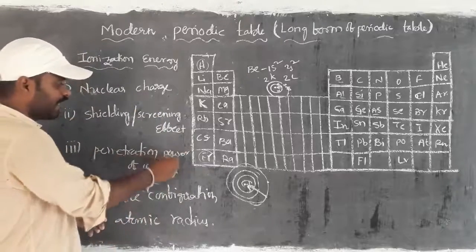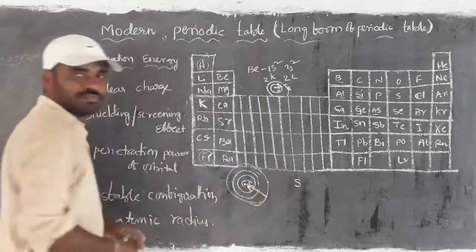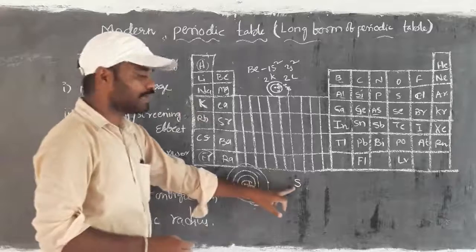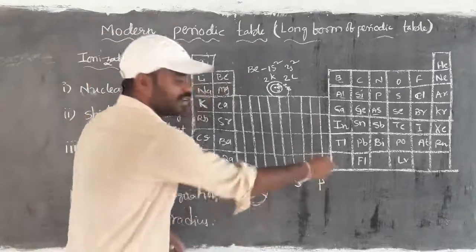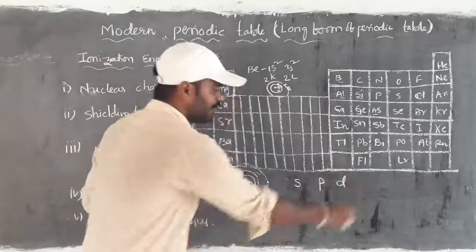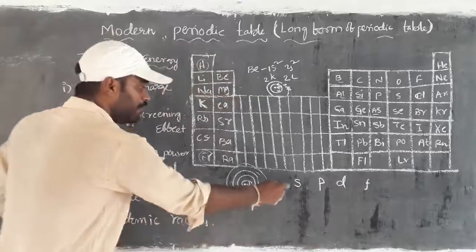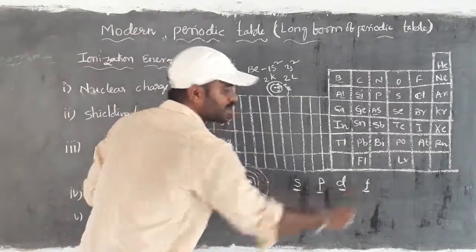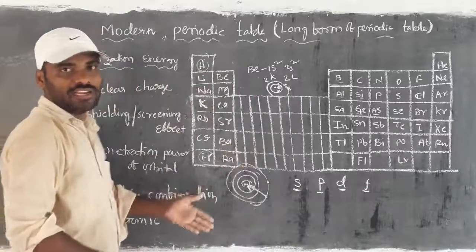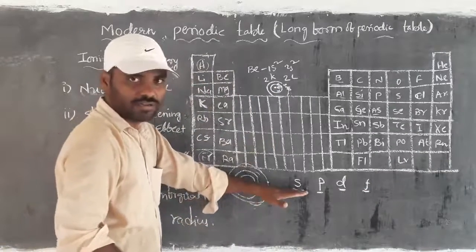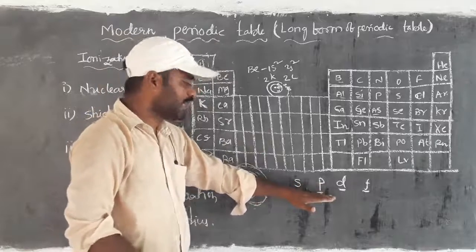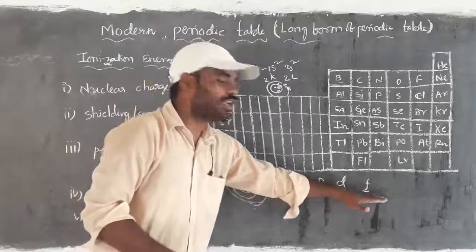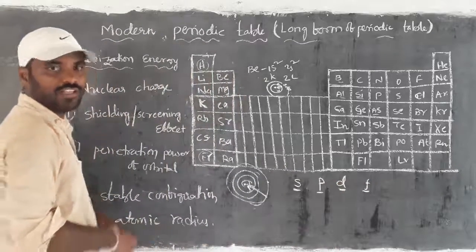In penetration power, high penetration is possible for the s orbital, because in each and every shell we get the s orbital first, and the p orbitals are next, followed by d, and finally f. So high penetration for the s orbital, then the second value is for the p orbital, the third for the d orbital, and the last value of penetration is for the f orbital.